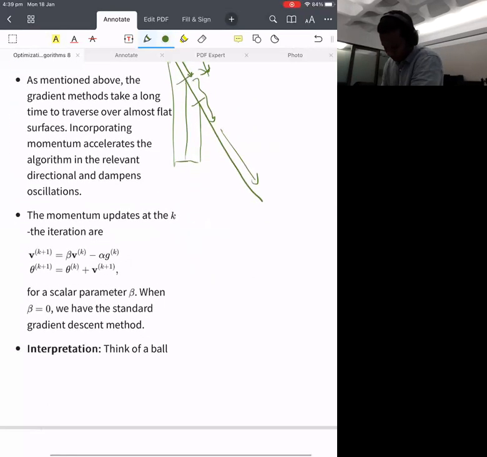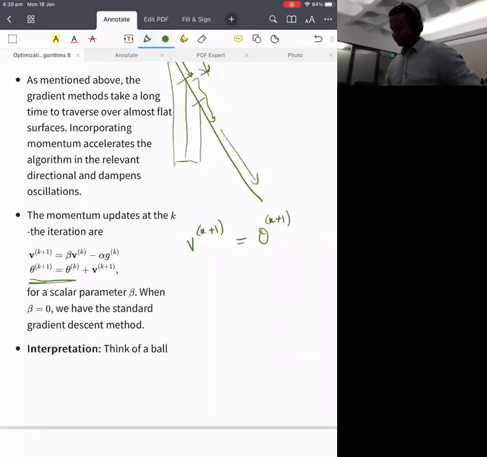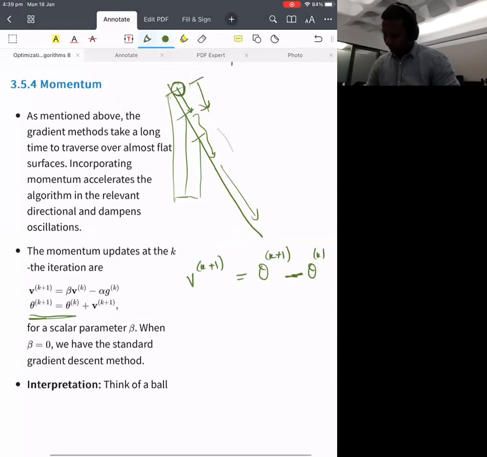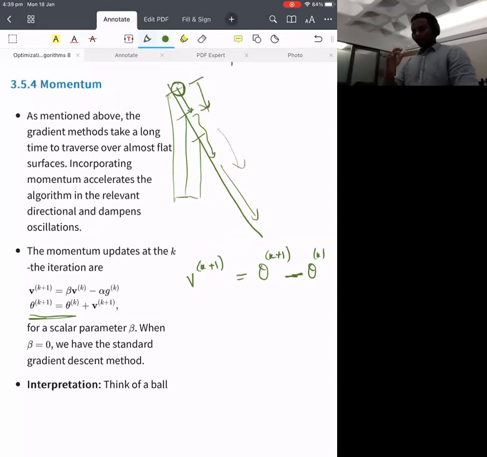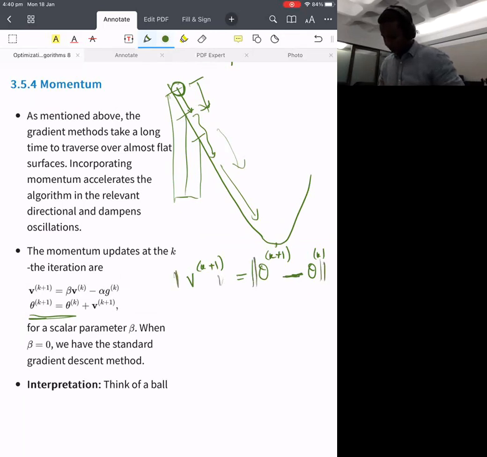If you look at this, this is the next point where you are, and theta k is where you are currently. We want this quantity to increase when you're moving on a slopey path, until you reach the bottom, maybe somewhere here. At least until you reach the bottom, you want the difference between these two points to keep changing. That is the magnitude of velocity.